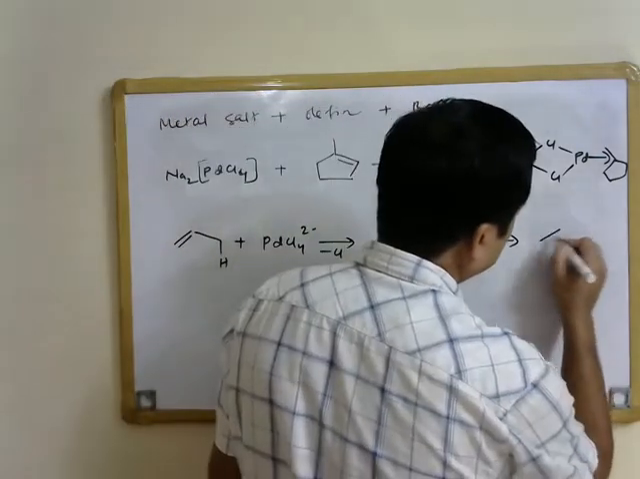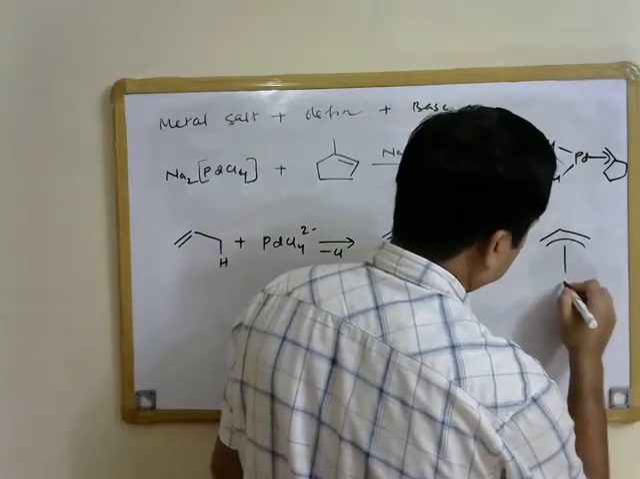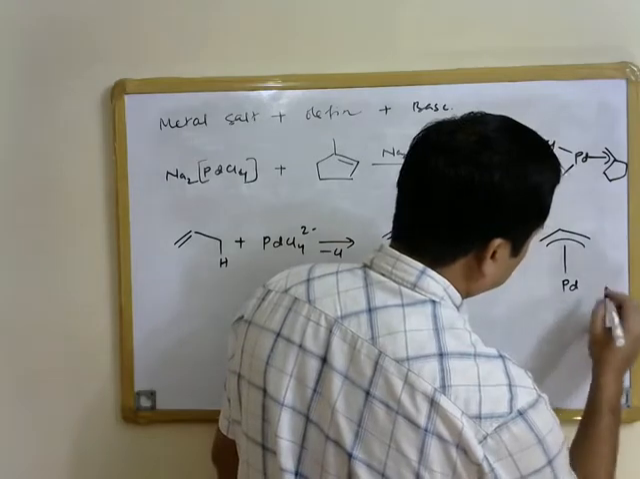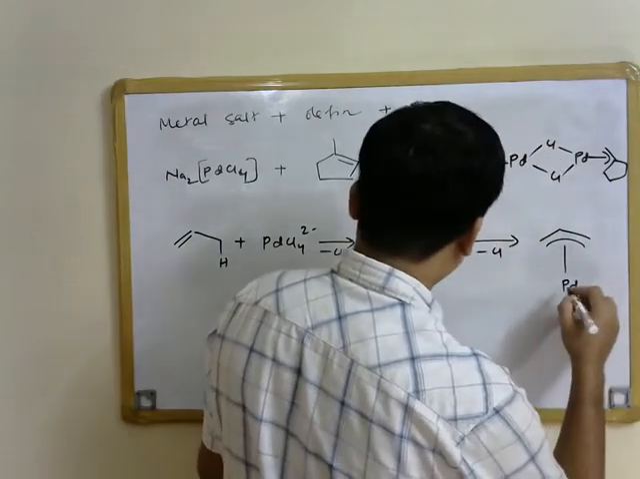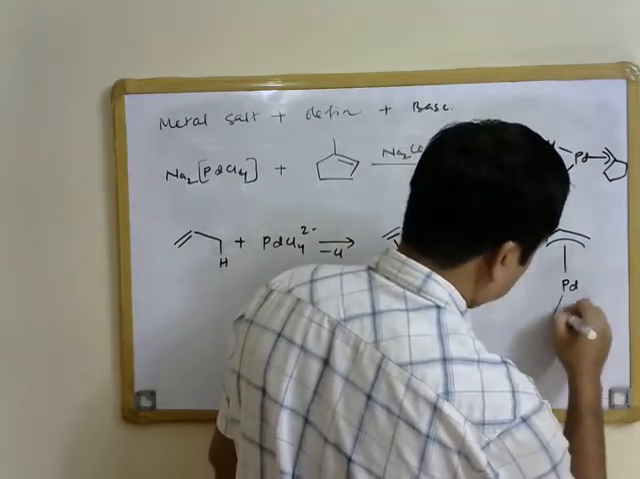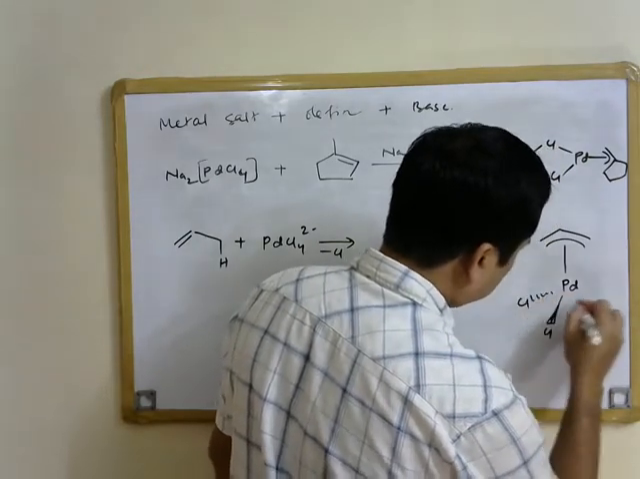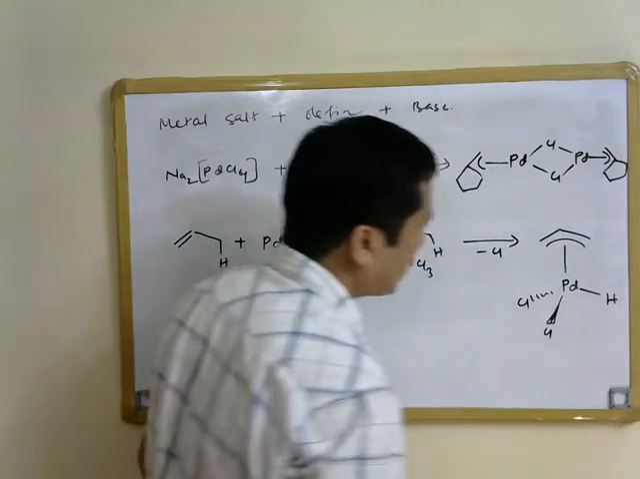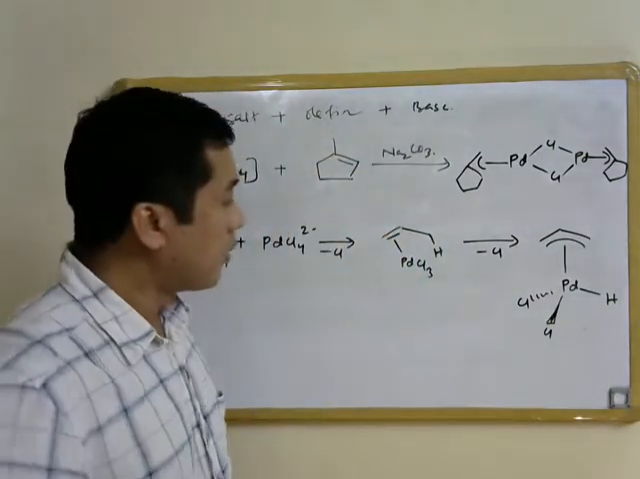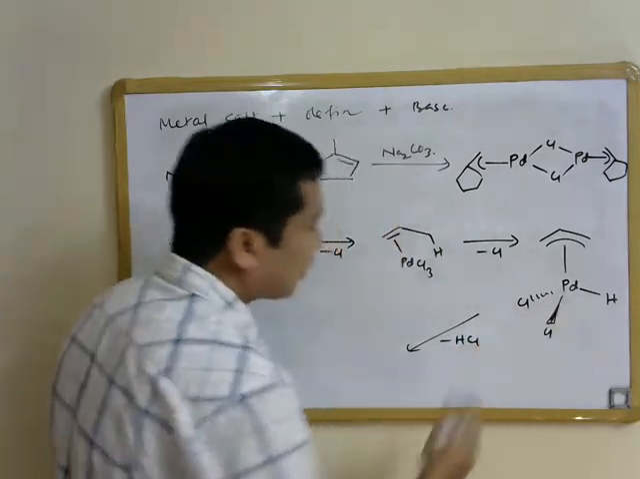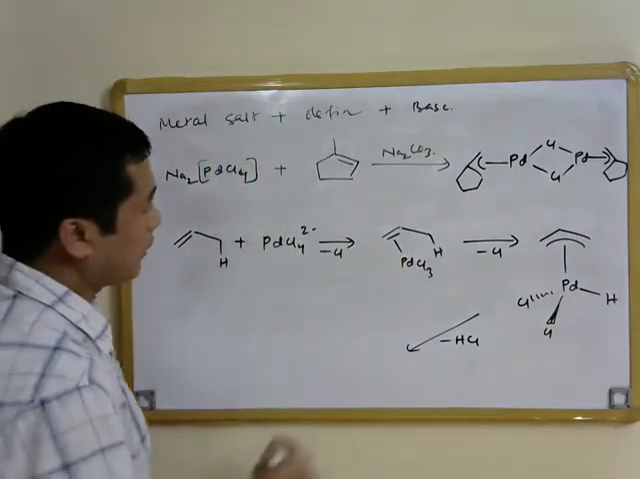So that is, again, one of the Cl will get replaced. So Pd, Cl, Cl, and this hydride gets attached to the metal center. Now HCl will be released from this intermediate complex over here.